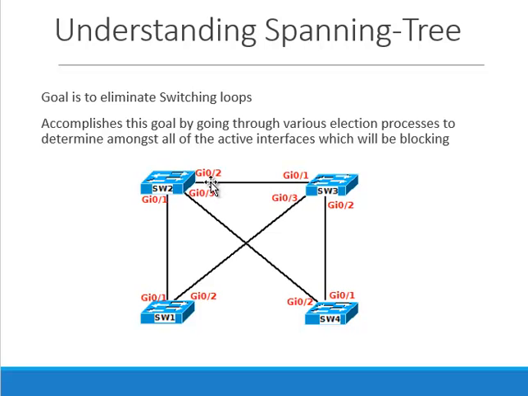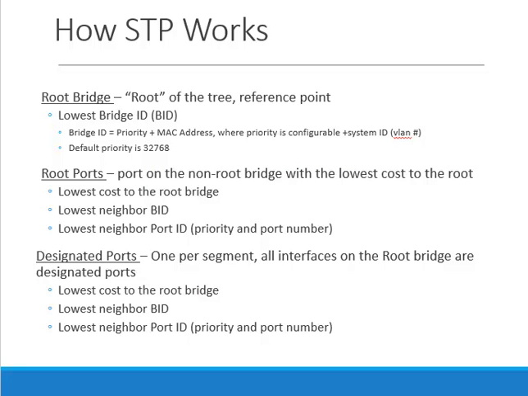And it does that by going through various selection processes to determine, amongst all of these active interfaces, which ones will be blocking, or which ones won't be forwarding traffic. So we'll go ahead and look at that briefly. The first thing it has to do, the first election that happens, is it has to elect the root bridge. It's going to be the root of the tree. It'll be the focus or reference point for all the rest of the decisions.